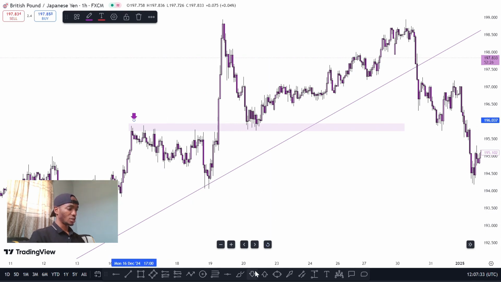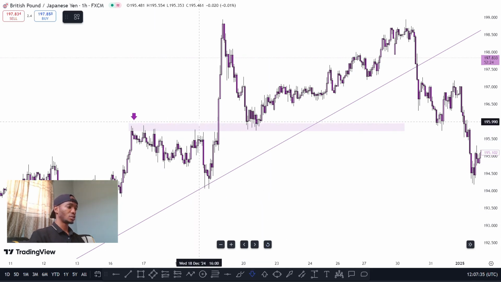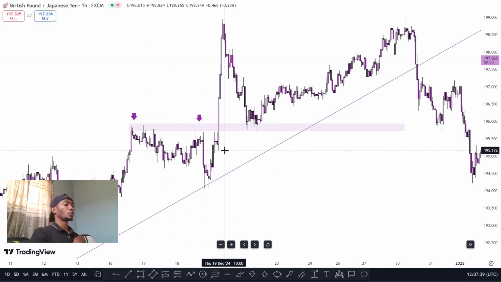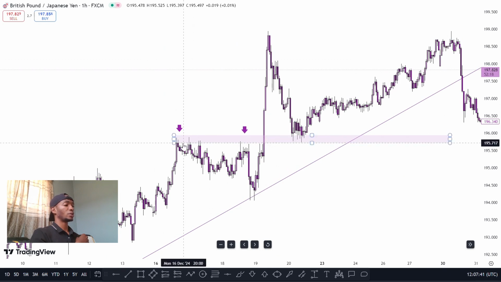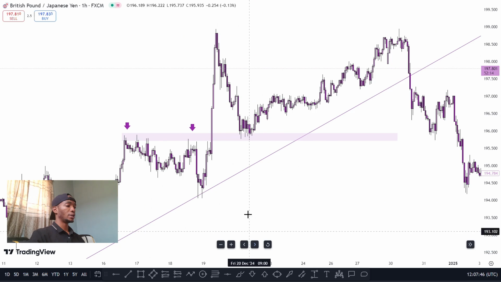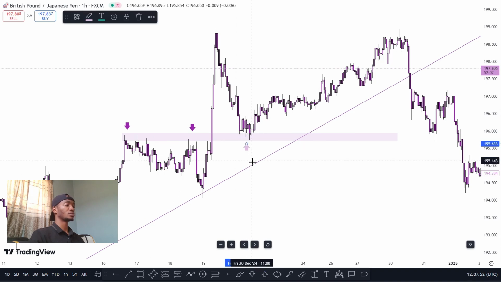We had a lot of rejection from these zones. So the market was finding it difficult to break out of this zone. The moment it broke out of this zone, that was when I drew this particular resistance zone. Then when it started chasing back, you can see the resistance has now turned to a support level.